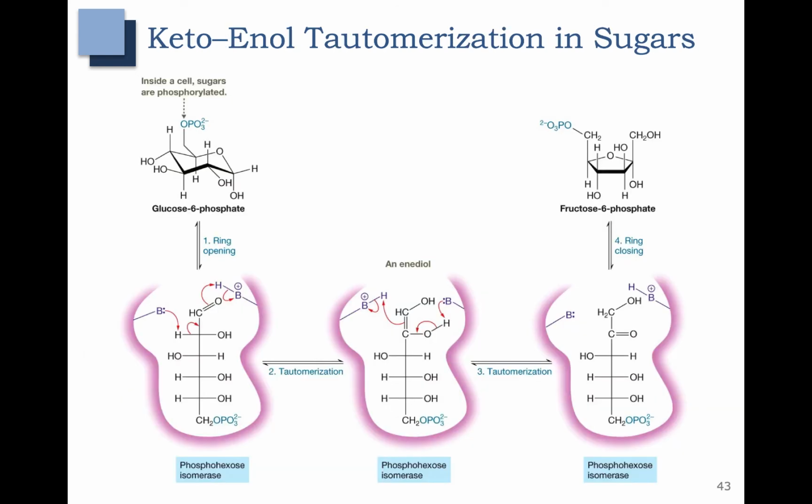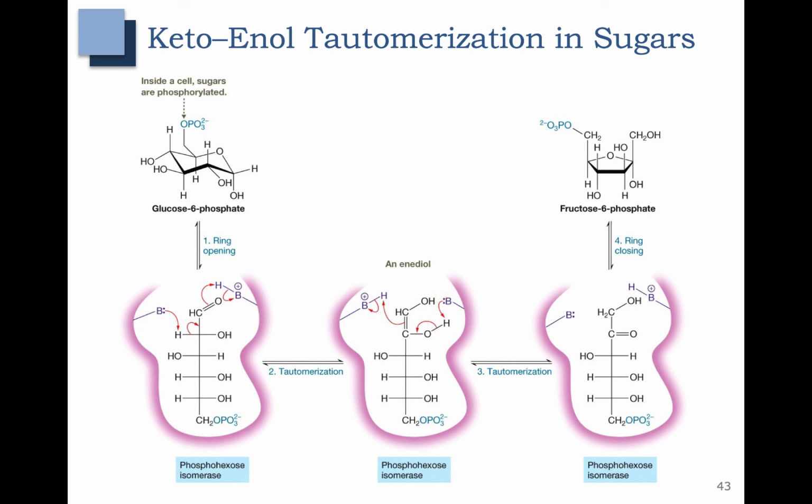Why is keto-enol tautomerization important? Well, this happens in your body all the time. For example, you can see this happening with sugars. Here we have the cyclic form of glucose, and it is phosphorylated because inside of cells, sugars are phosphorylated. Glucose 6-phosphate here can open up into its open chain form, undergo a tautomerization reaction. So here's the keto form, and here's the enol form.